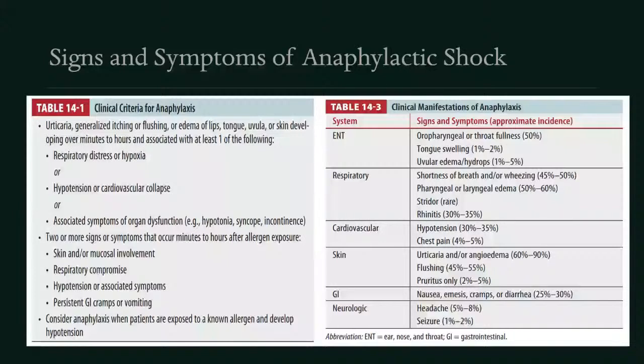They can be wheezing from anaphylaxis, still wheezing. And then you get the laryngeal edema or the stridor, and sometimes they can just get rhinitis, or allergic rhinitis. In the ENT portion, they will have the throat fullness, the tongue swelling, or the uvular swelling.